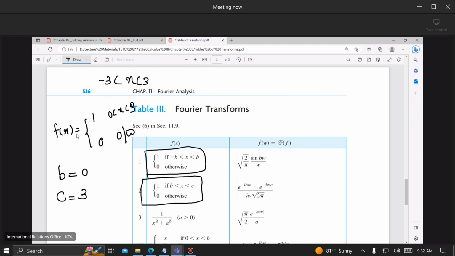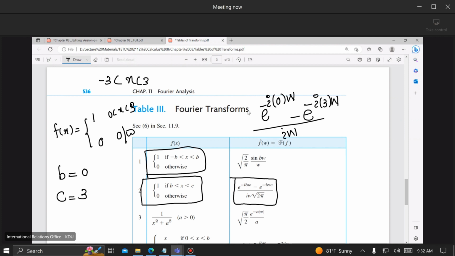Yes or no? So then, to obtain the answer, we need to substitute b equal to 0 and c equal to 3 in this expression. So we will obtain the answer as e to the power minus i b w, with b equal to 0, minus e to the power minus i c w, with c equal to 3, over i w times square root of 2 pi.